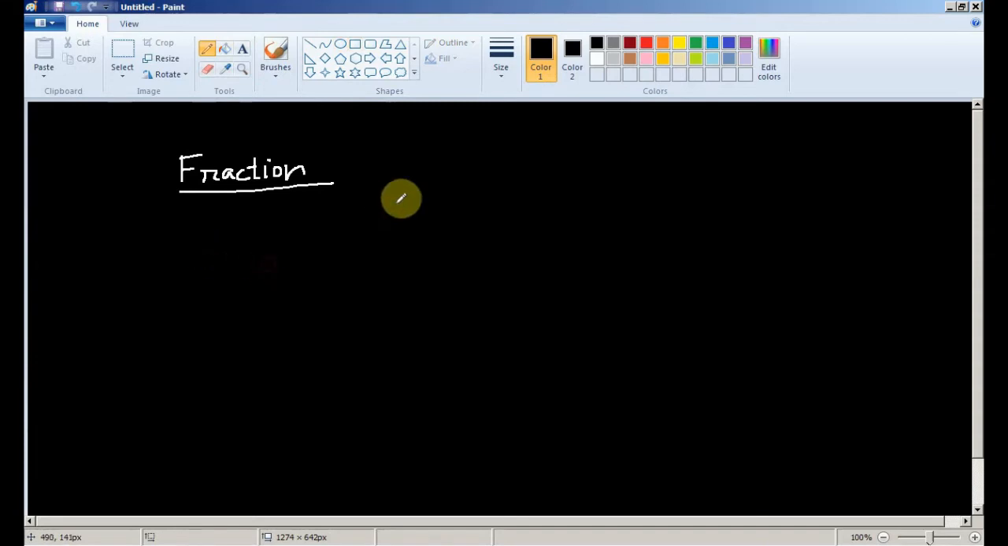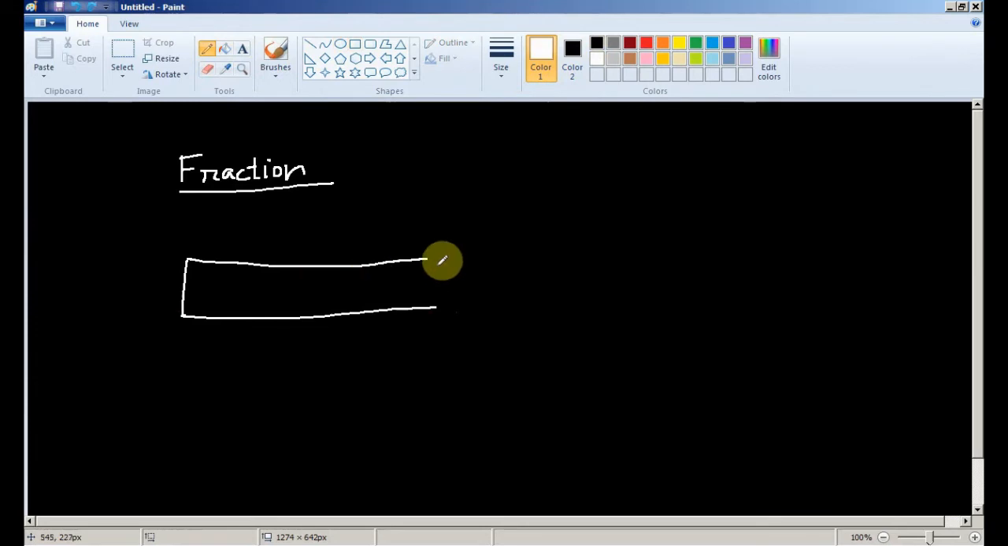I have a box, a big large box, or I can say I have a chocolate bar. I decided to cut this bar into 2 halves. One I give to my friend. Two parts, 1 part and 2 part. Both are equal. Okay, both parts are equal.